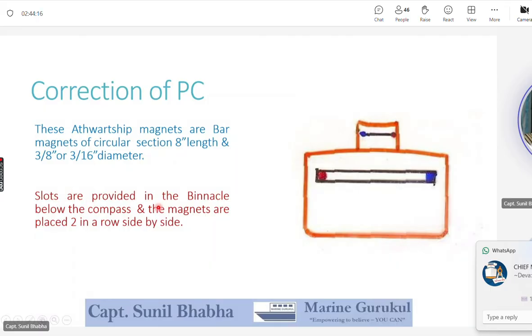Slots are provided in the binnacle below the compass, and the magnets are placed two in a row side by side. This is exactly as we corrected the permanent B. Only difference was in permanent B, the magnets were placed in the fore and aft direction. In correcting permanent C, the magnets are placed in the athwartship direction.